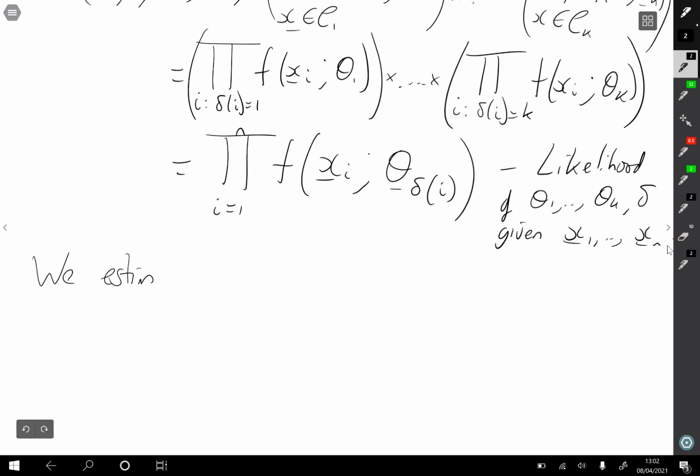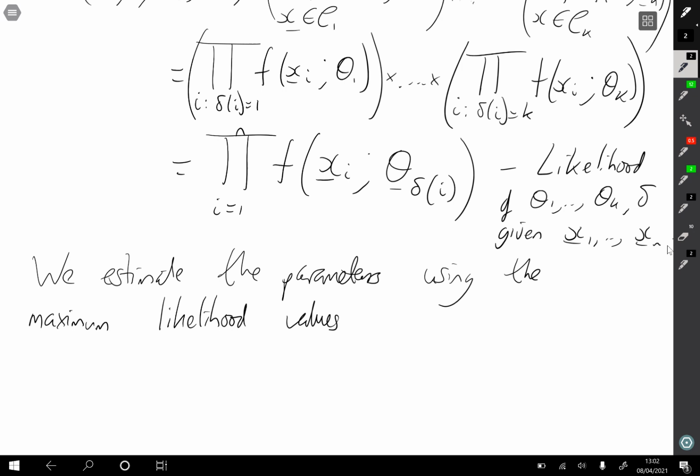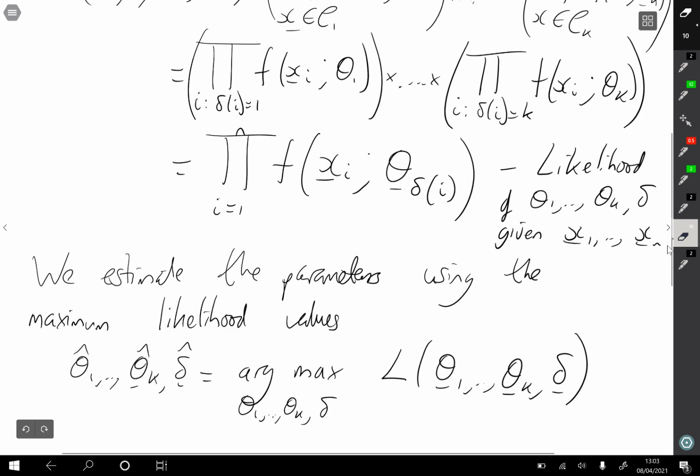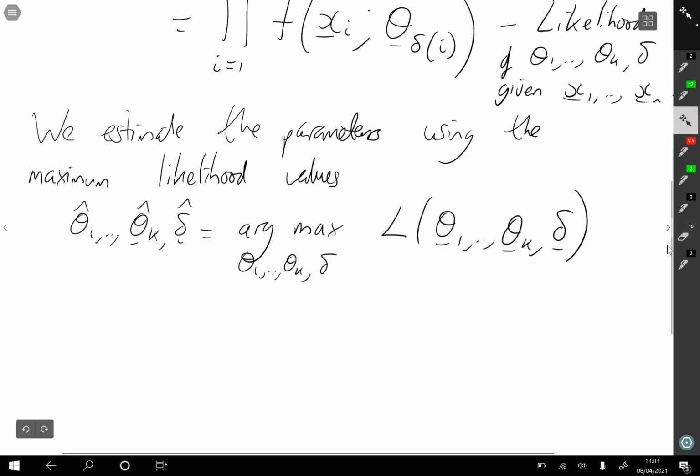So let's say we estimate the parameters using the maximum likelihood values. In other words, we let theta_1 hat up to theta_k hat and delta hat be the values of theta_1 to theta_k and delta which maximize the likelihood. Now in this module we're not going to talk too much about how this is done. It's beyond the scope of the module, but if you're doing the computational statistics module and you've seen the EM algorithm, the expectation maximization algorithm, that's what underlies model-based clustering.